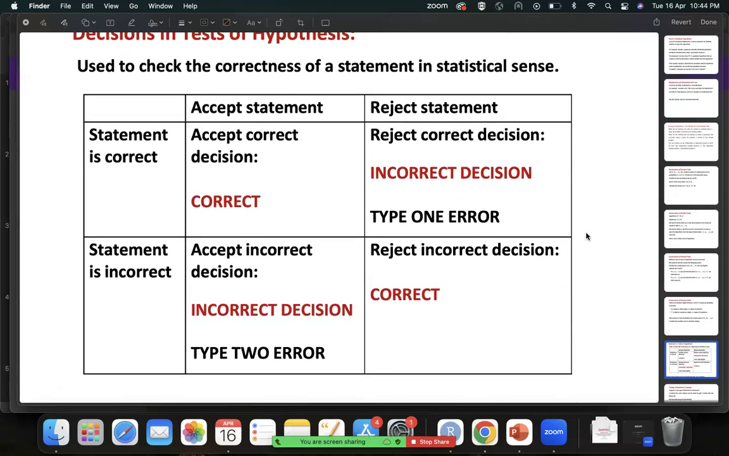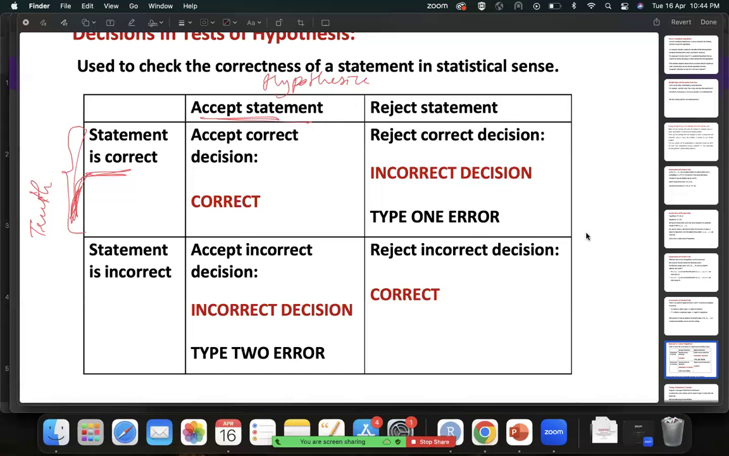Okay, so there could be like four different scenarios. So one is something that is the truth, and this is something that you hypothesize. So let's say you consider a particular statement. The statement is actually a correct statement. And there are two scenarios for this correct statement. You can accept the statement or you can reject the statement.